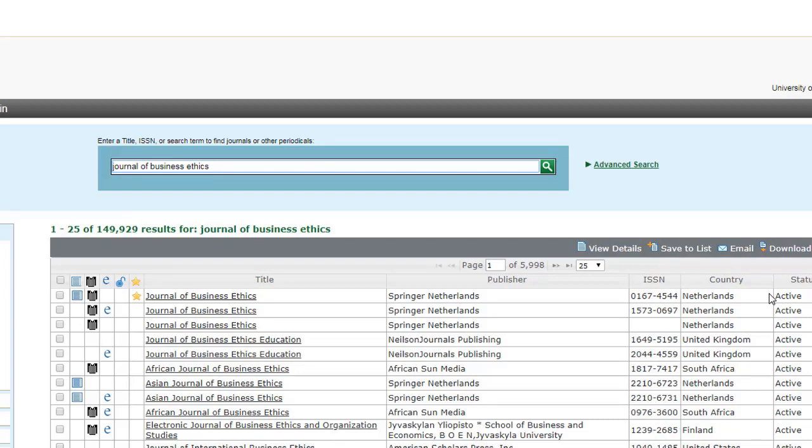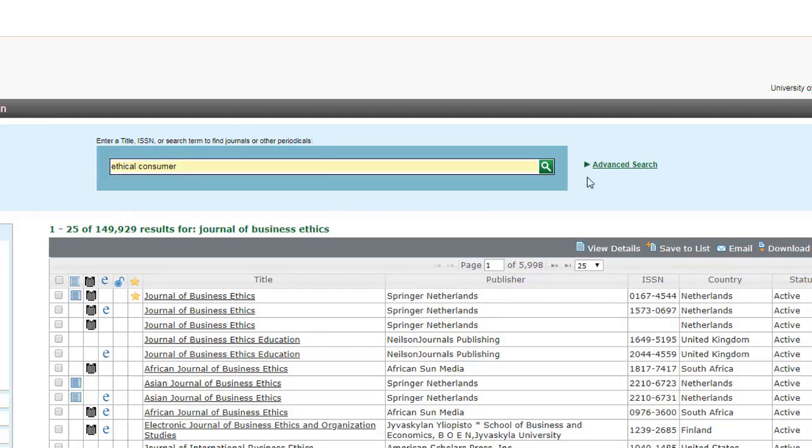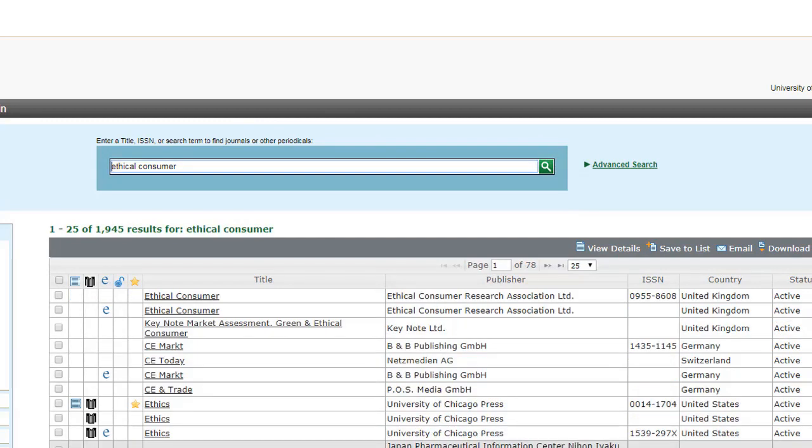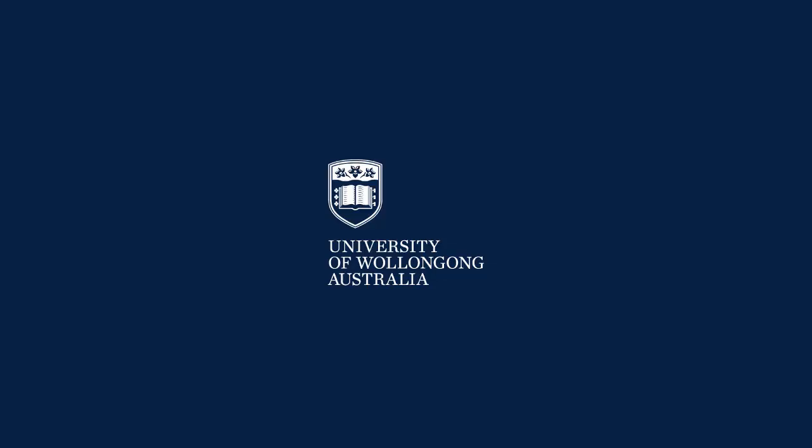next to its name. Let's check another journal, and in this example, I'm trying a journal called Ethical Consumer. The journal Ethical Consumer is not peer-reviewed because there is no black and white striped icon next to the journal name. If you'd like to know more about finding peer-reviewed or scholarly articles, talk to us at the library.